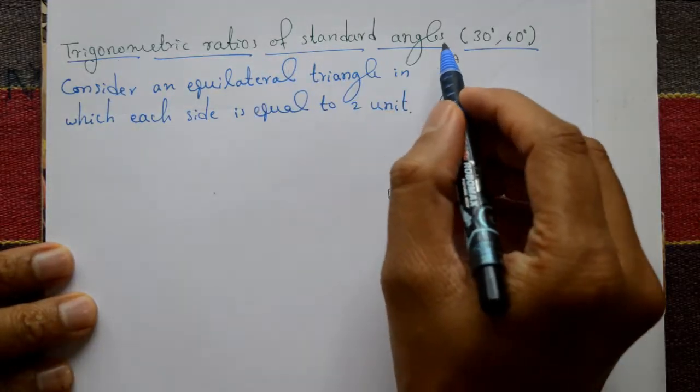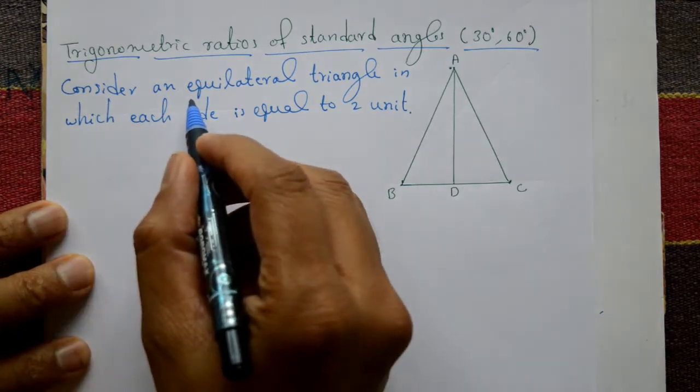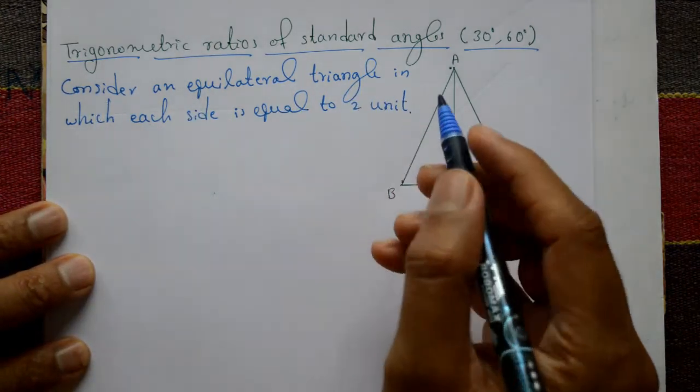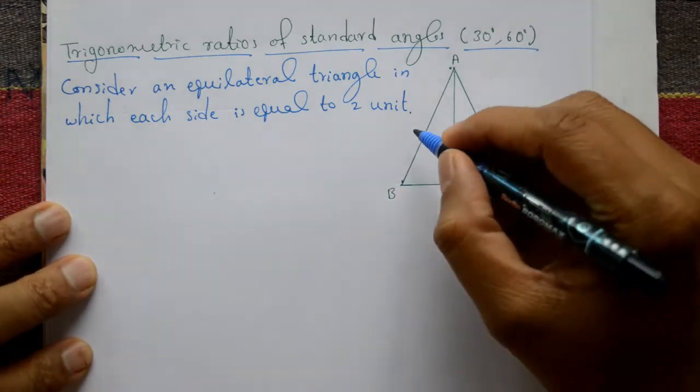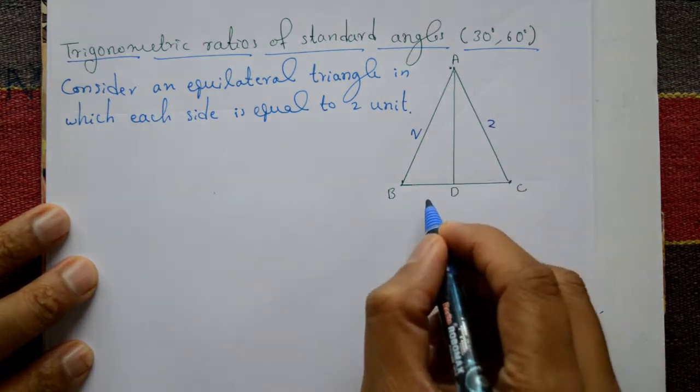Trigonometric ratios of standard angles 30 degree and 60 degree. Consider an equilateral triangle in which each side is equal to 2 units. This is 2 units, and this is 2 units, and this is 2.